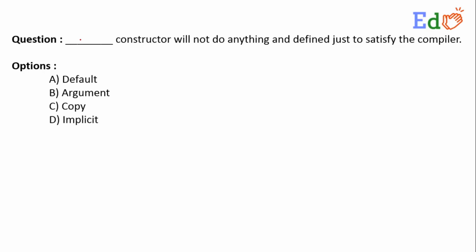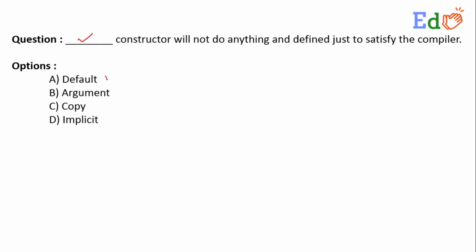To answer this question, we are supposed to fill up this blank space, and the constructor will not do anything and is defined just to satisfy the compiler. So what is that constructor we are supposed to mention here? It will not do anything and will be defined just to satisfy the compiler. Otherwise the compiler will write the respective constructor for us if we don't define that one.